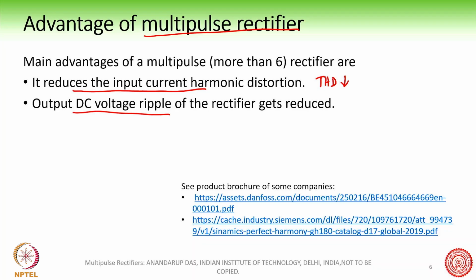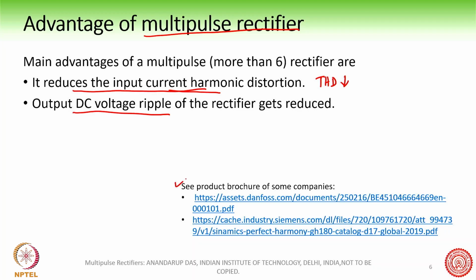So if the ripple on the DC goes down, we just saw that the ripple with a 6 pulse rectifier is 14%. If we get it much lesser than this, it is beneficial for us. And at the same time, there are two benefits happening. One is on the output side where the ripple is going down, and the other one is on the input side where the input current distortion is also minimized.